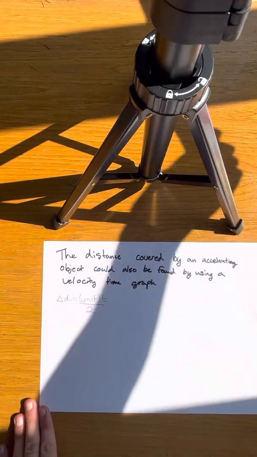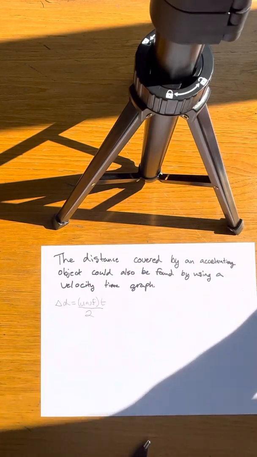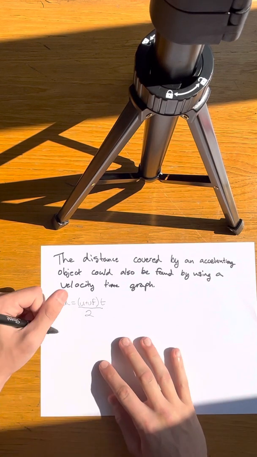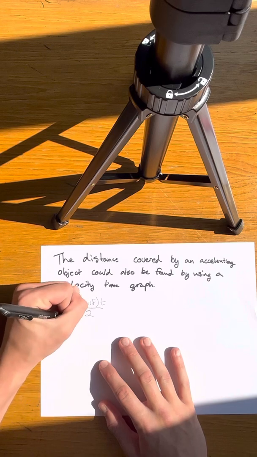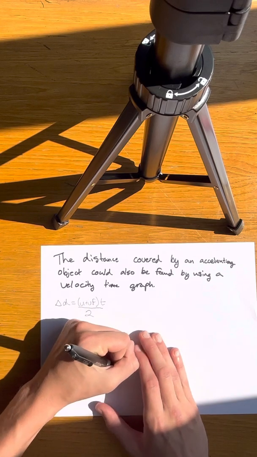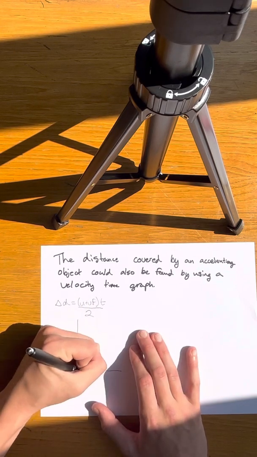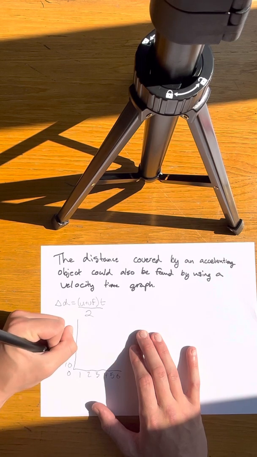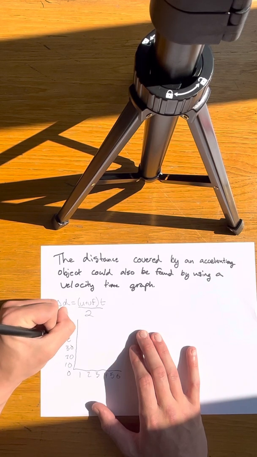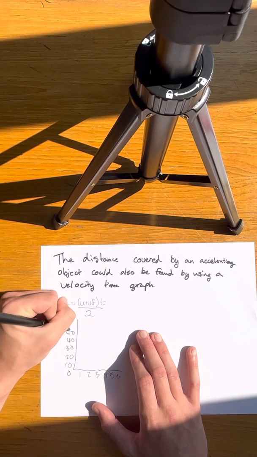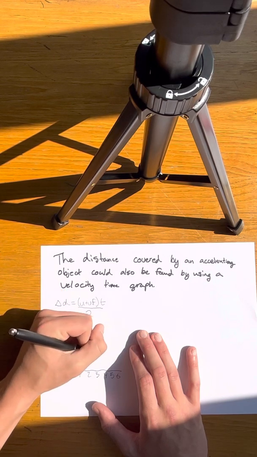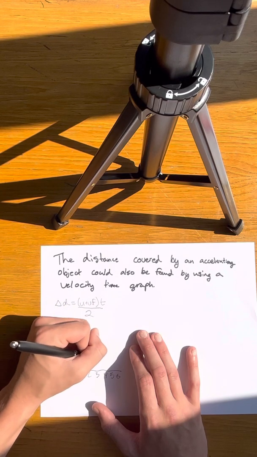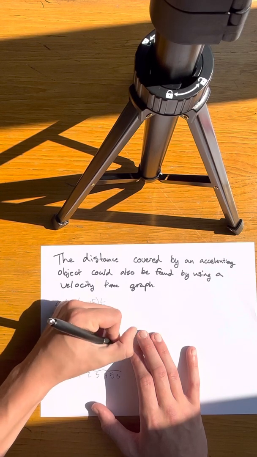The distance covered by an accelerating object could also be found using a velocity time graph, which I'll draw right here. 1, 2, 3, 4, 5, 6. Remember, we start here and we end here, and then he keeps going this way.